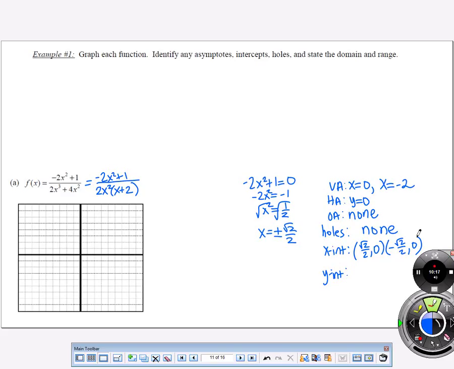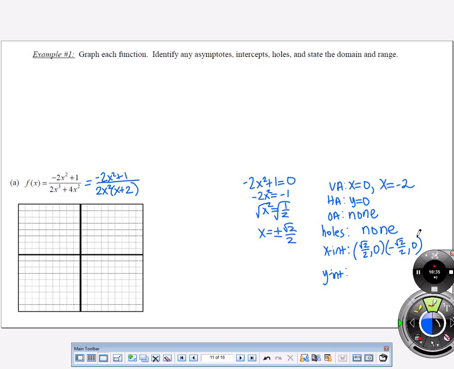0.707? Okay. So we know when we go to put them on the graph, we want to put them around 0.7. Okay. All right. What about the y-intercept? Oh, sorry. Yeah, Maya. If the vertical asymptote is at 0, and that means that you can't touch the 0 line, how can we have an intercept?